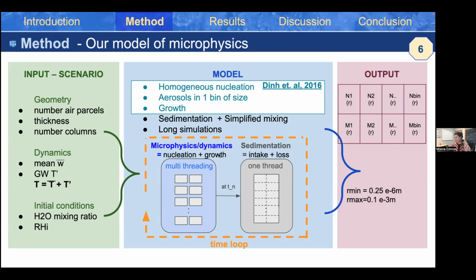Very schematically, basically at each time step, the first part of the model is in charge of calculating the ice production in each air parcel, and the second one is in charge of distributing the sedimented ice crystals between the air parcels. And finally, we follow the ice crystals population, looking at their number and their mass in 36 bins of sizes.